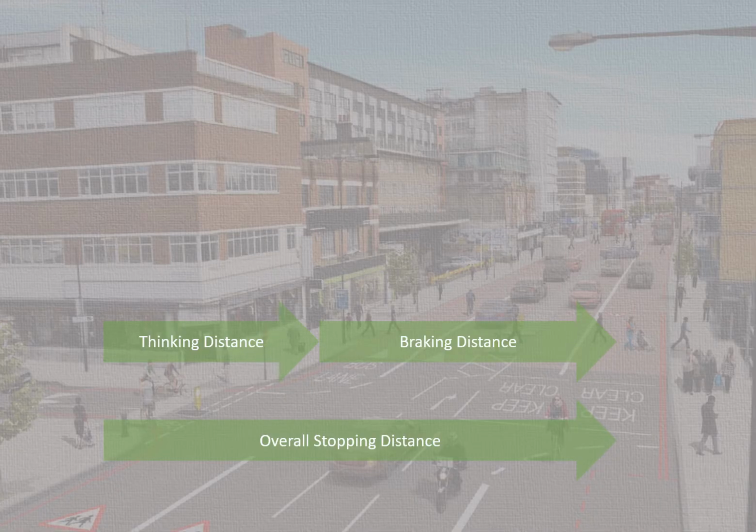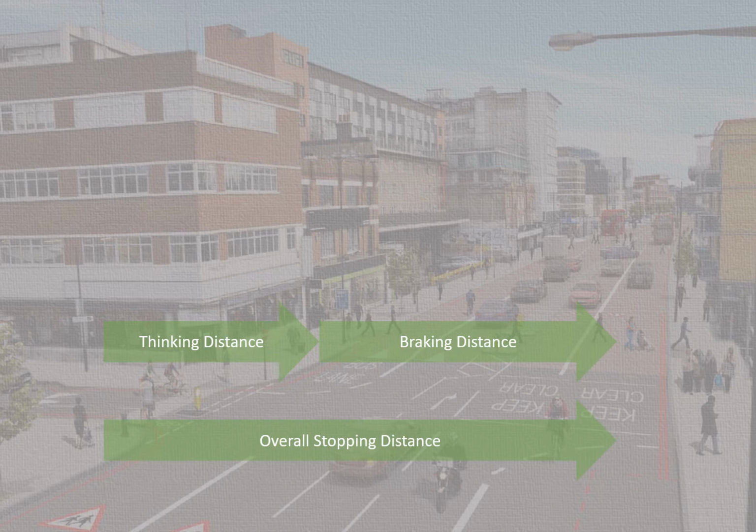A car's overall stopping distance is made up of two components. We have the thinking distance and the braking distance. The thinking distance is the distance that the car travels before you've decided that you need to stop and before you've decided to move your foot to the brake pedal. The braking distance is the distance the car travels when you've got your foot on the brake. If you add those two together, you get overall stopping distance.